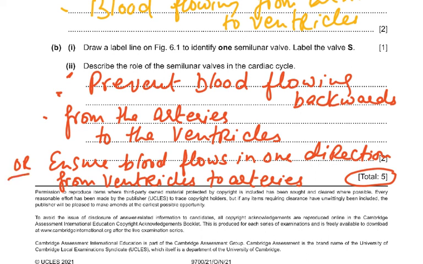Or you could have said, there's an or here, ensure blood flows in one direction, from the ventricles to the arteries. When the semilunar valve opens, the right ventricle blood will flow into the pulmonary artery, and from the left ventricle it will flow into the aorta. So either of these answers was correct.